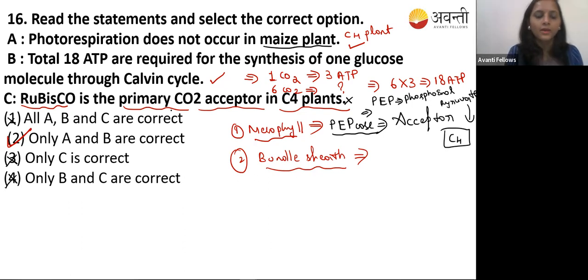Sorry, some disturbance. Okay. So that is why the correct option is A and B only, right?